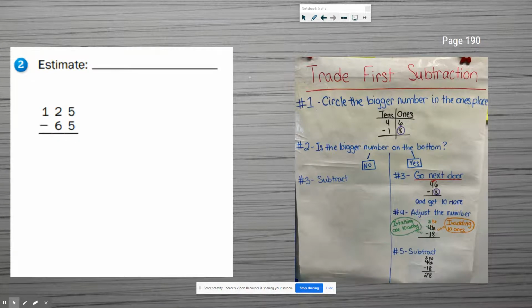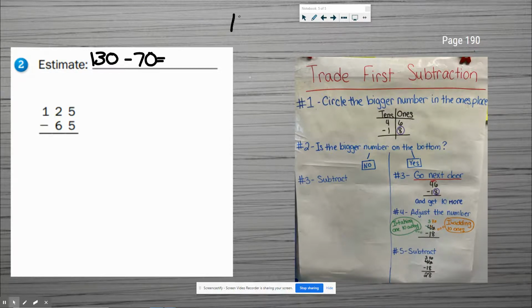All right, number 2. My estimate for 125 is going to be 130 minus 65 is close to 70. I can subtract it. I can do 0 minus 0, but I cannot do 3 minus 7. So I'm going to take the 100 and split it into tens. It's going to leave me with 10 plus 3 is 13. 13 minus 7 is 6. So 130 minus 70 equals 60.